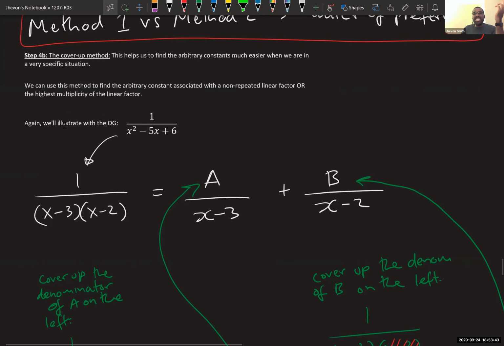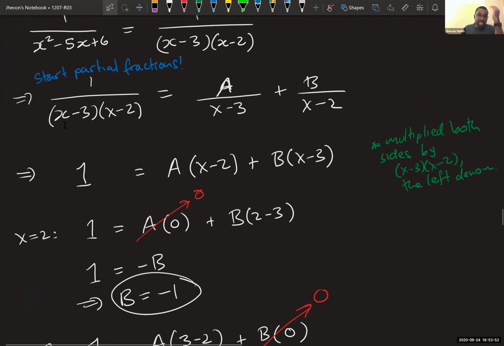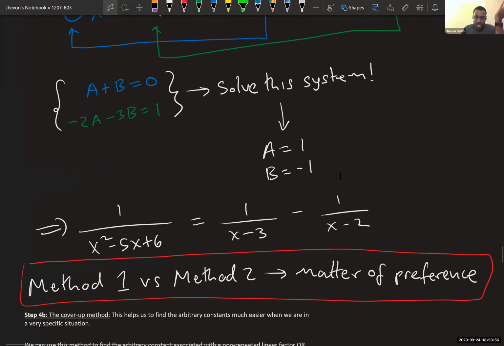So yeah, that's the cover-up method. It looks really neat. It doesn't always work, right? So that's why we couldn't just do that. But these methods above here, they always work. It's just that sometimes they can get tedious, especially if you have a huge set of systems of equations to solve. It's a little bit annoying. However, if you remember your algebra, it shouldn't give you too much trouble.